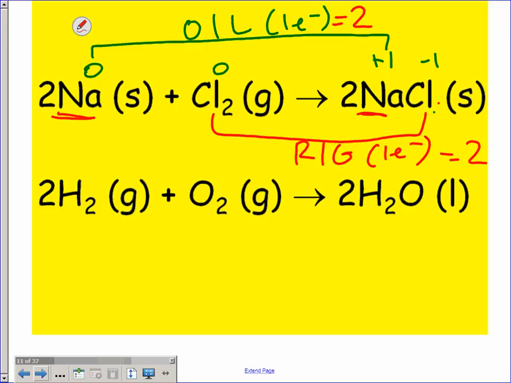So this one's already balanced, but I would actually make us balance it, and that's what we're going to do in a second. We're going to look at it and look for the differences in electrons lost and gained and balance it ourselves with coefficients.